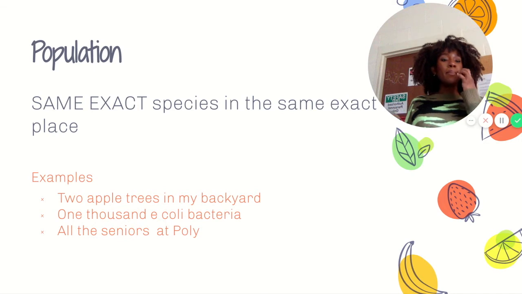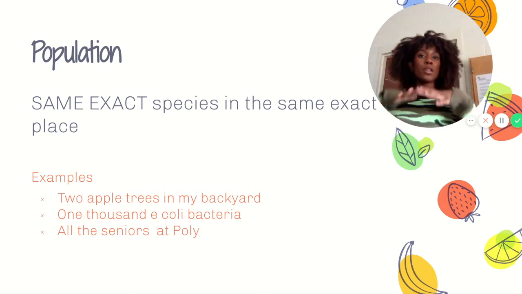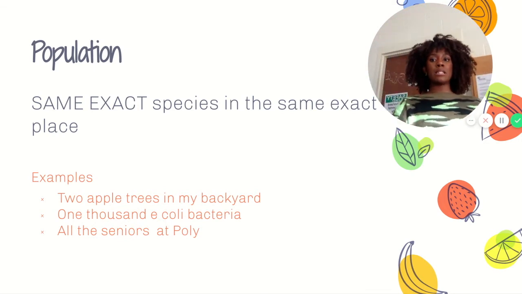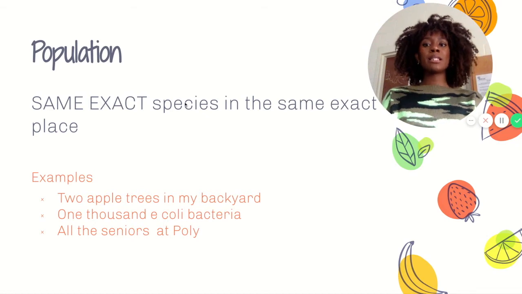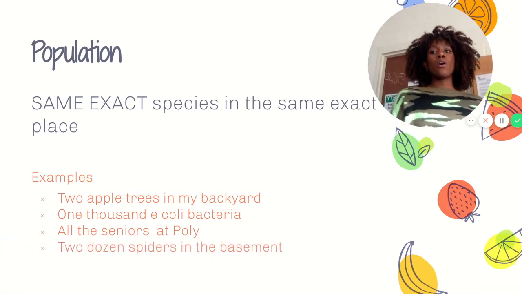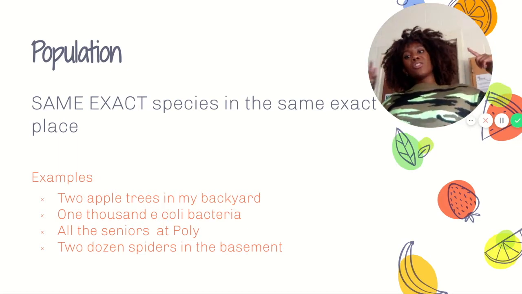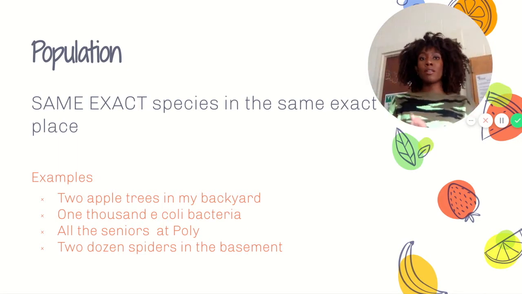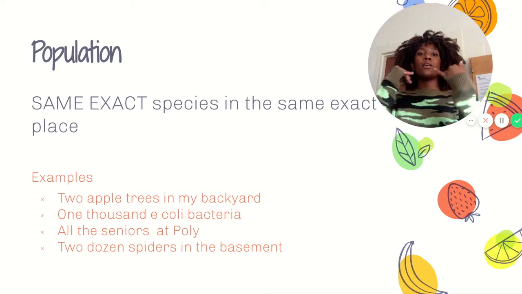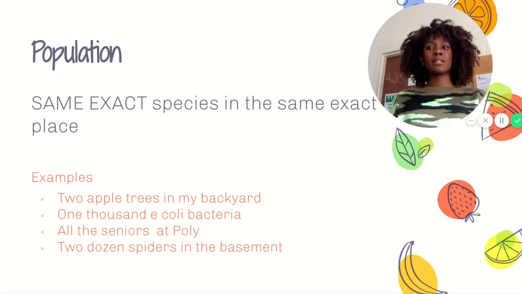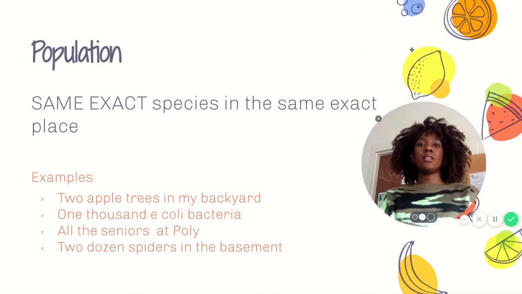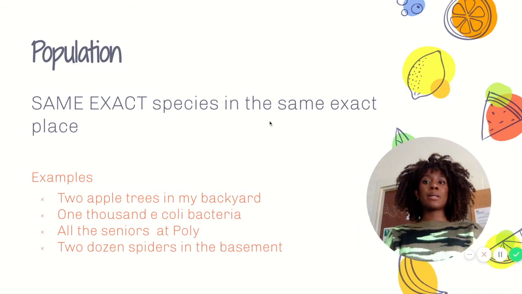All the seniors at Poly. So all the senior humans at Poly. Same species, same place. Or 2 dozen spiders in the basement. 2 dozen spiders, they're all the same spider type. They're all in the same place, the basement. So that's a population. Same exact species in the same exact space.